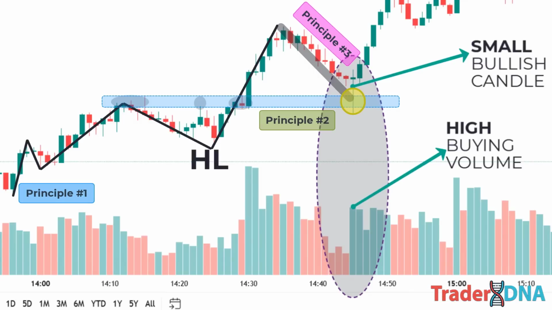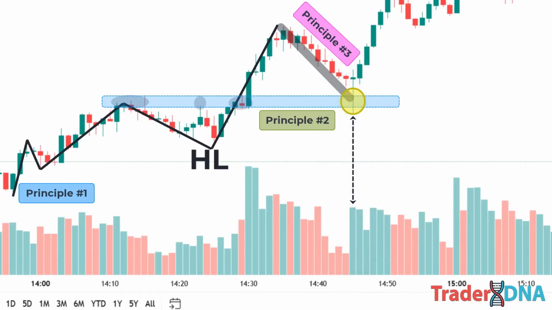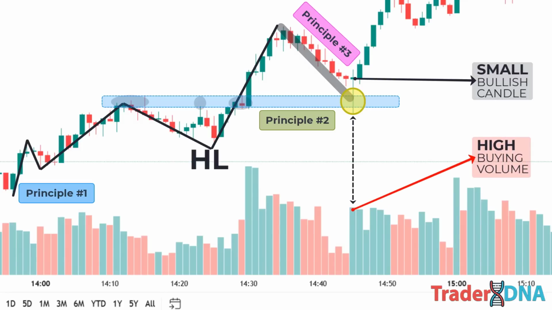Now it's time to analyze the market's energy using the trading volume, represented by the histogram below the chart. Let's take a closer look at this pin bar. Notice how it has a tiny body, meaning price barely moved, but the volume histogram is massive and blue. This right here is textbook anomaly number 1, high buying volume but a small bullish candle. And guess what? It's happening right at a strong support level in a strong bullish trend. So what does this mean?